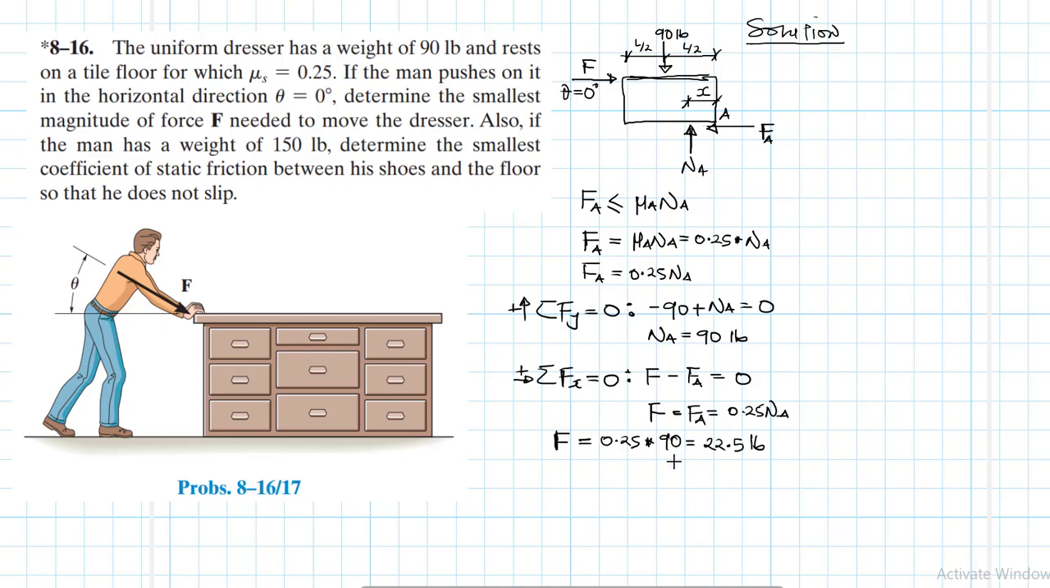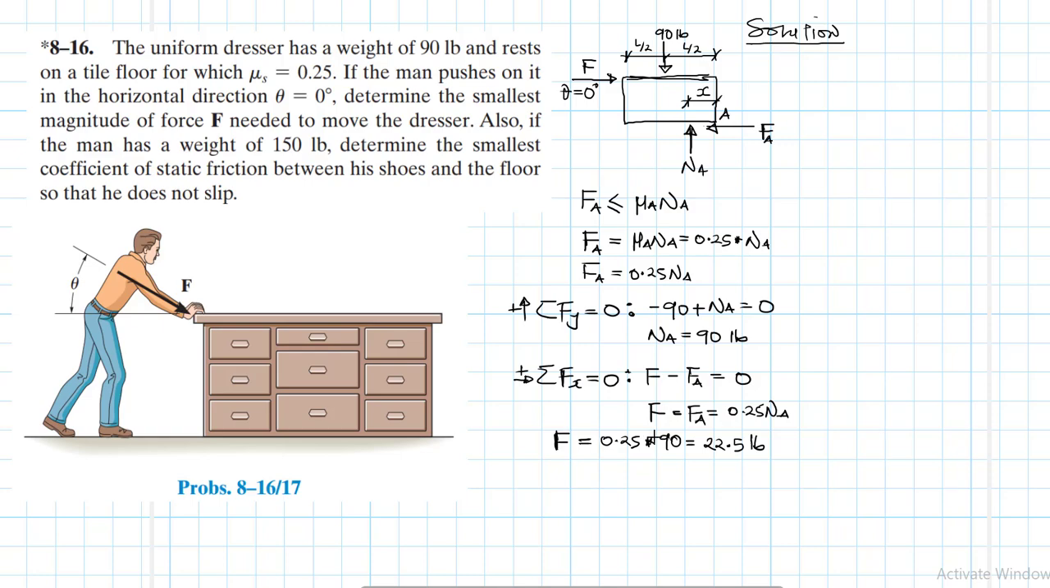Right. So this is the minimum force, or the smallest force, that is needed to move the dresser. This is the force at the very edge. And if we just went a little bit above this, then we expect the dresser to start moving.